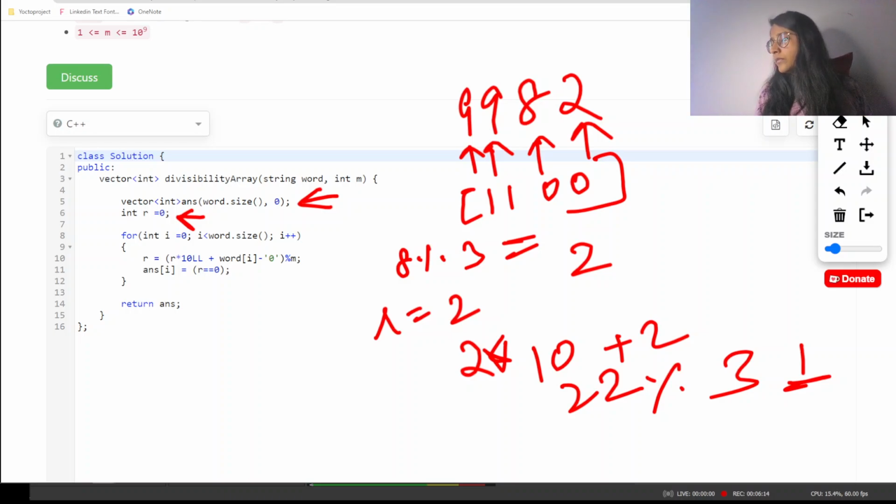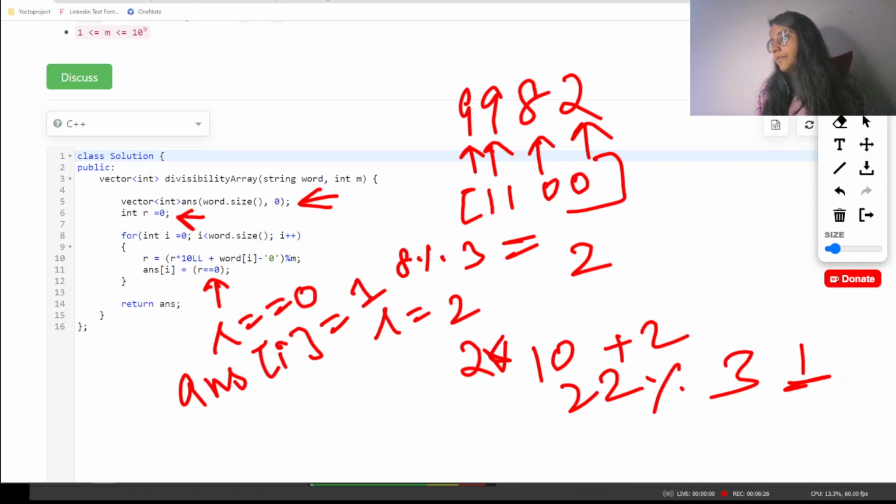So accordingly, we will be checking ahead. When r equals 0, meaning when the remainder is equal to 0, answer[i] would be stored as 1, and if r is not equal to 0, then 0 is stored, because we can clearly see this is a boolean. It is just checking whether it is true or not. If it is true, then 1 would be stored there. If it is not, then surely 0 would be stored there. That's what we are doing here. And then at the end, we will be returning our answer.